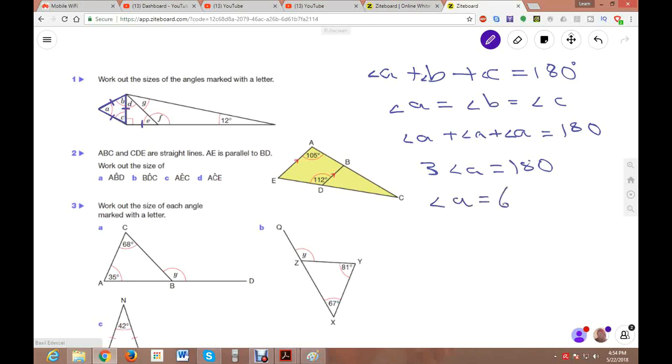Okay, so angle A is 60, so therefore angle B and angle C are also 60 because interior angles are same in an equilateral triangle. So we come to know that A, B, C are 60. This is done. That's decided. Okay, that's it.